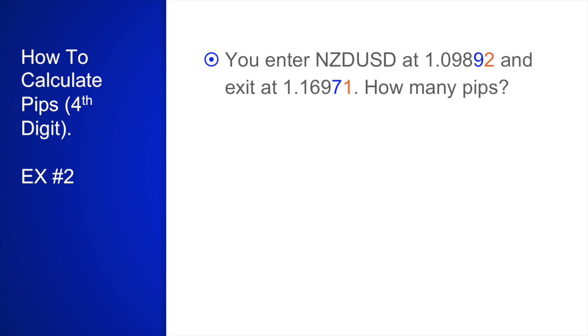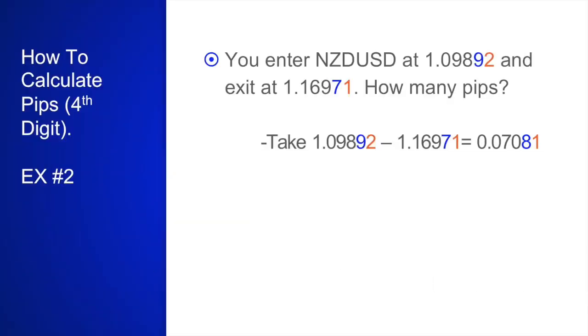You can pause the video. You should be subtracting these numbers to find out what that decimal answer is. So after taking it, you see that is 1.109892, I think I said that right, minus 1.16971 is going to equal 0.07081. Notice I have this color coded.